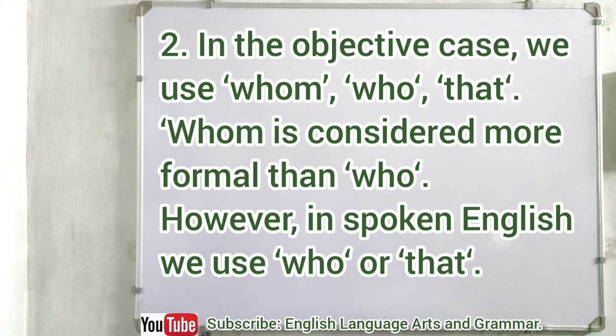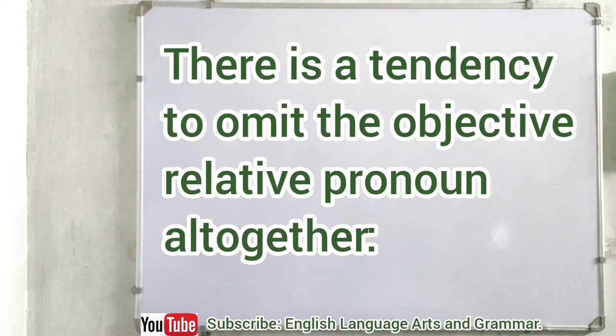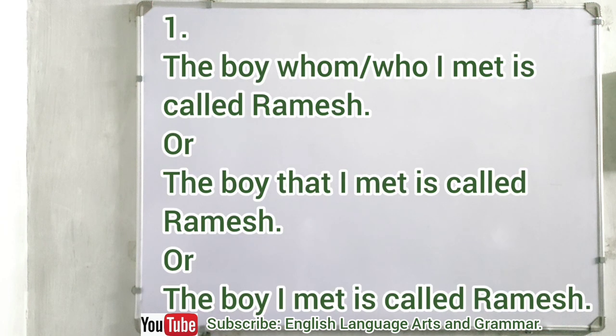In the objective case, we use whom, who, that. Whom is considered more formal than who. However, in spoken English, we use who or that. There is a tendency to omit the objective relative pronoun altogether. Let us learn some examples.